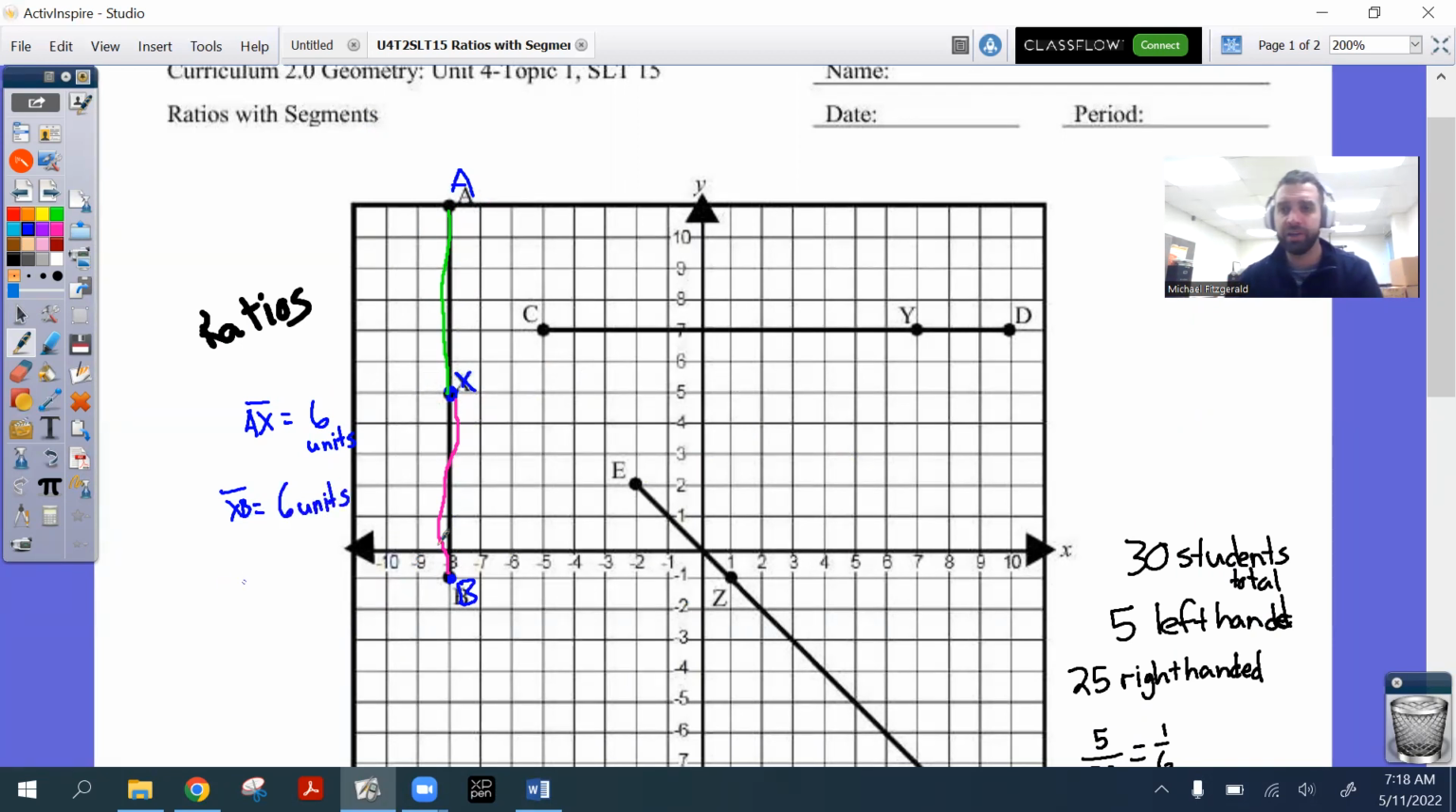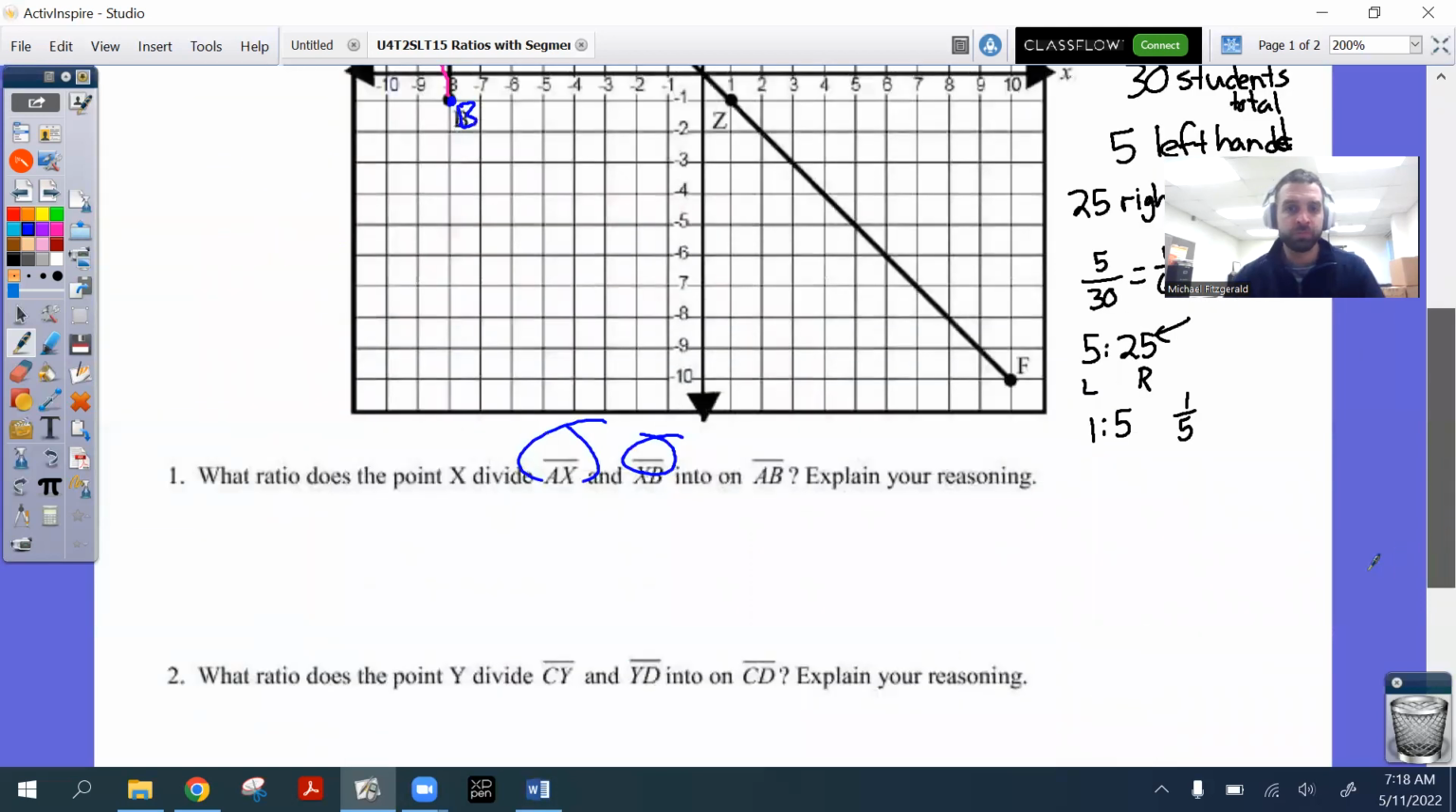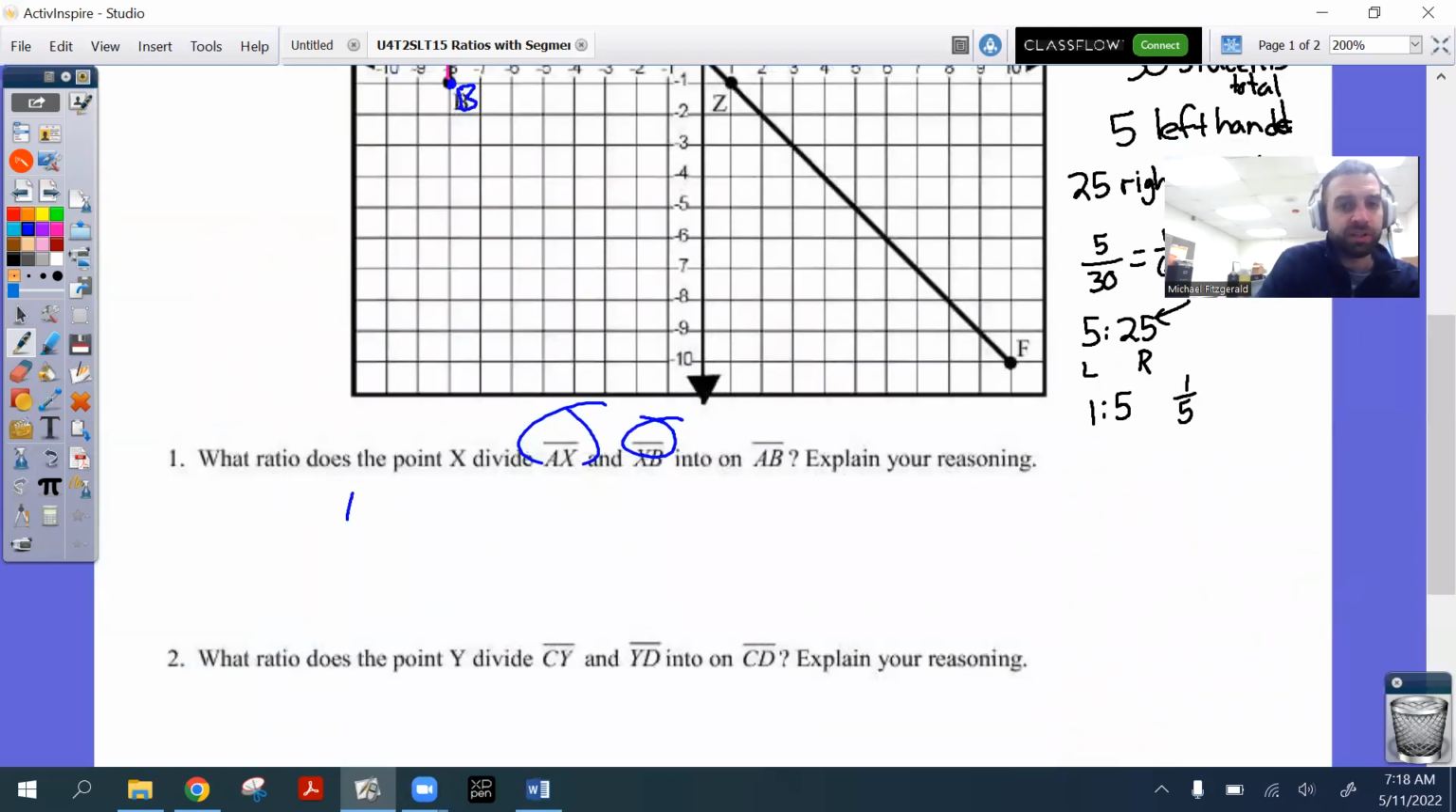So what we'd say is AX to XB is equal to a 6-to-6 ratio. Well, we can simplify that. But we can just both divide those by 6, which is equal to a 1-to-1 ratio, meaning they are the same. They are the same amount, the same measurement.